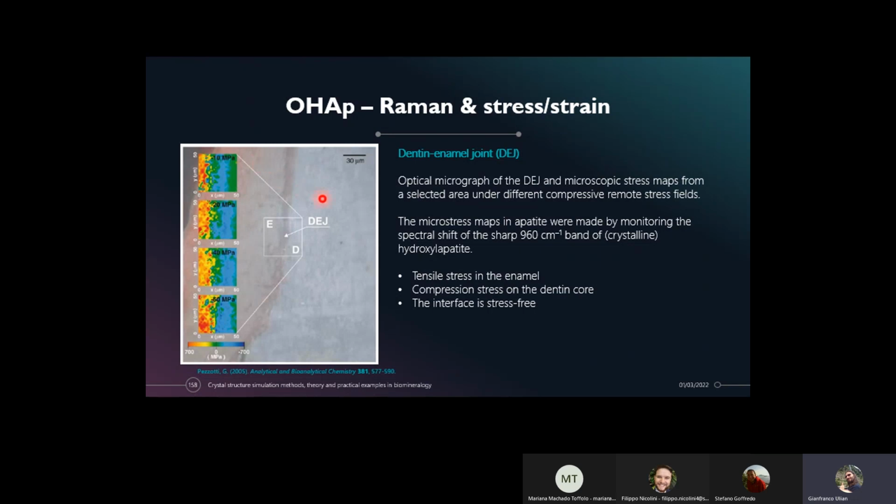And something that is very interesting is that at no applied stress, there is a tensile stress in the enamel, a compression stress, sorry, in the enamel here, and a compression stress in the dentin core, and the interface between enamel and dentin is stress-free. The stress is zero, and it doesn't change this stress-free zone when you apply a stress. So when you use your teeth to crush food, the joint between the dentin and enamel releases the stress between the two components.